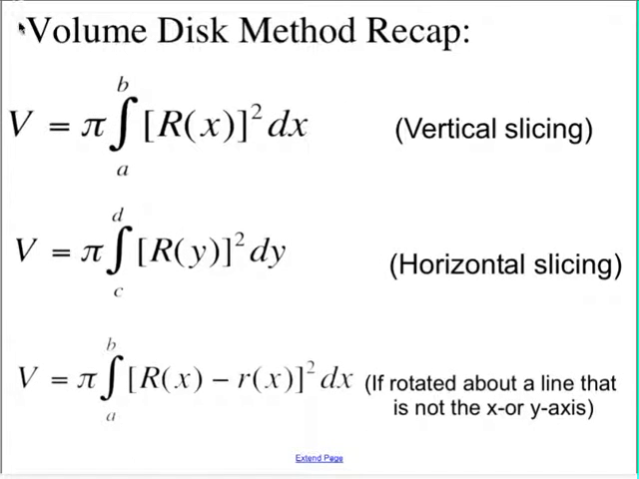So kind of just a little recap of using disk method by revolving regions around an axis. Vertical slicing, remember it should be a y equals equation. Horizontal slicing, it should be an x equals equation, and your limits of integration are y values. And then if you're rotating about a line that's not the x or y axis, you should be subtracting two functions from one another to get your new radius. And this also does apply to horizontal slicing. I just didn't go through an example of it.